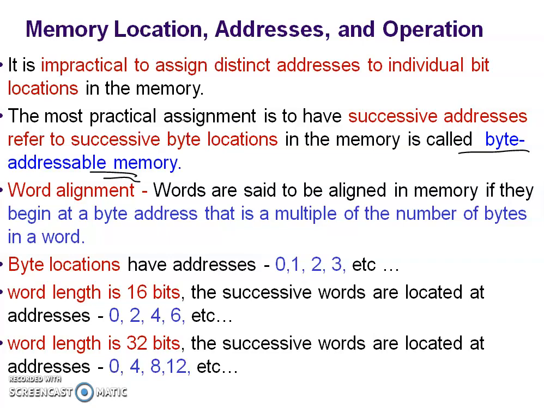Then word alignment: words are said to be aligned in memory if they begin at a byte address that is a multiple of the number of bytes in a word.